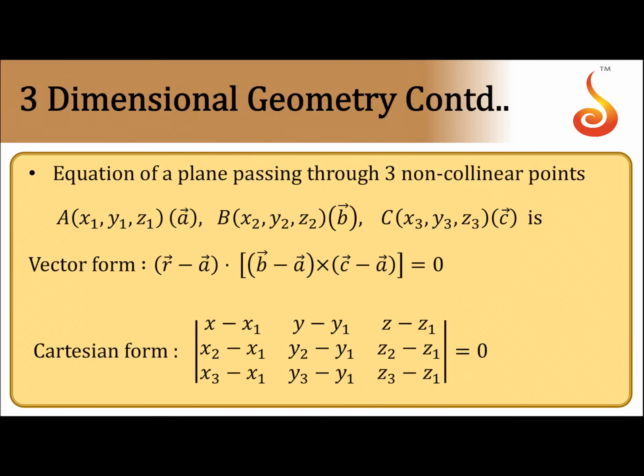And the equation of a plane passing through 3 points is given by the formula. A plane which is passing through 3 points, a bar, b bar and c bar.